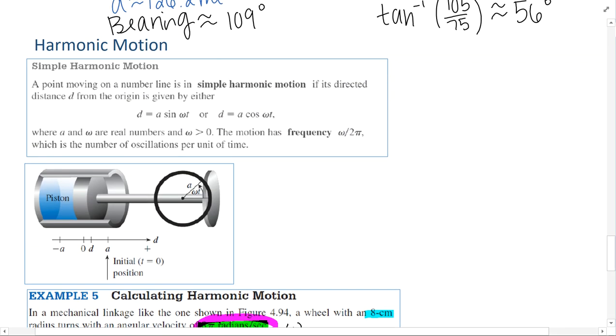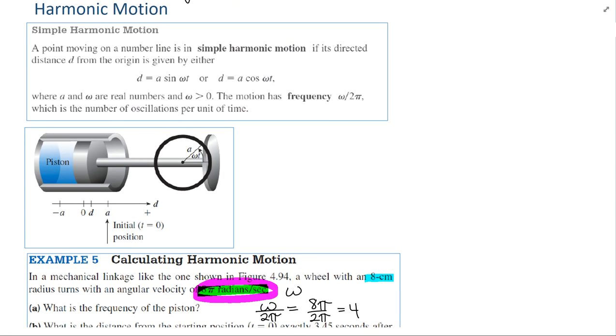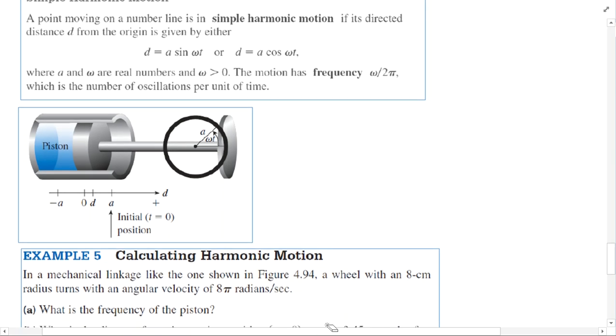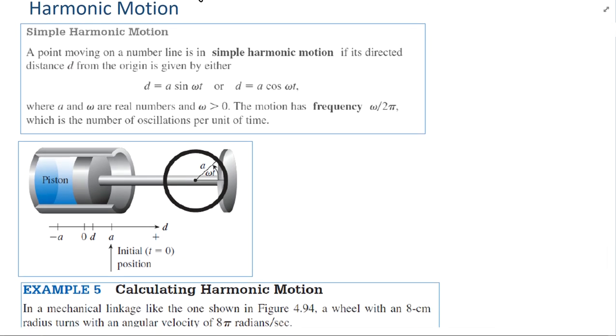All right, let's take a look at a couple of problems with harmonic motion. Harmonic motion is any motion that repeats back and forth over a midpoint. We're going to start by looking at a piston, and then we're going to look at the spring problem. With the piston, we have this diagram here.